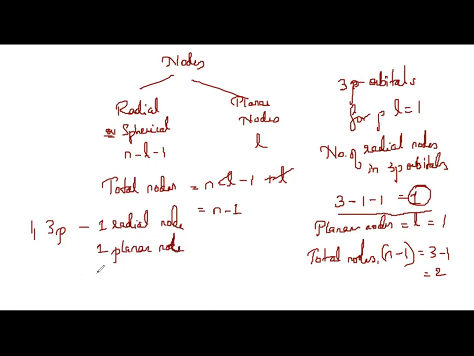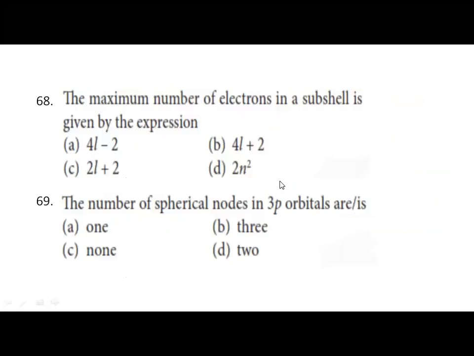So total nodes comes to 2. Is that right? Total nodes come to 2. So if they give us any orbital, you should be able to identify how many spherical nodes and how many planar nodes. Yes, those should be identified by you.